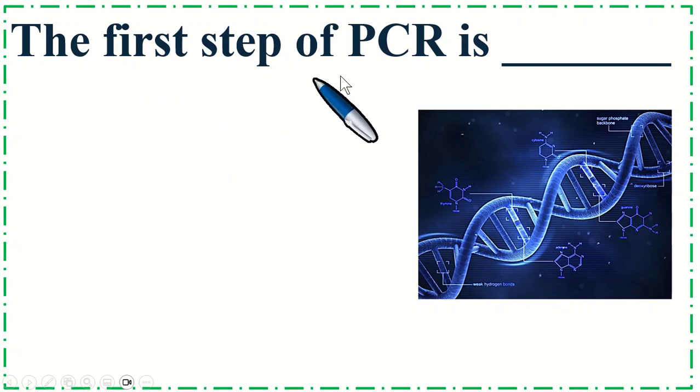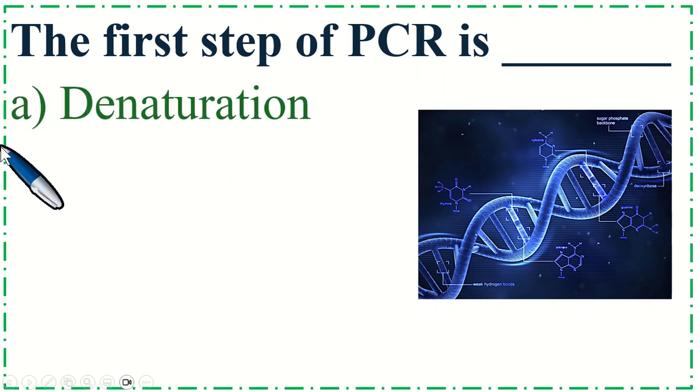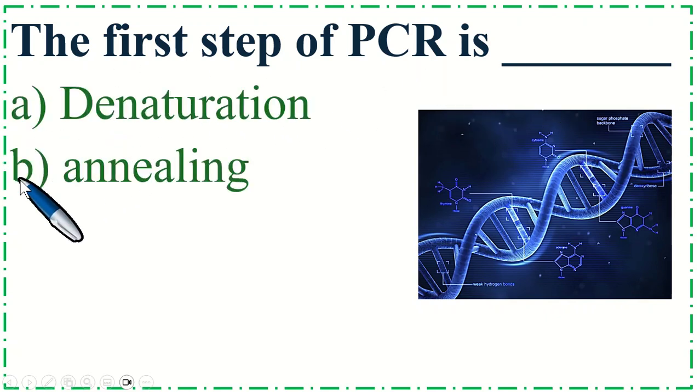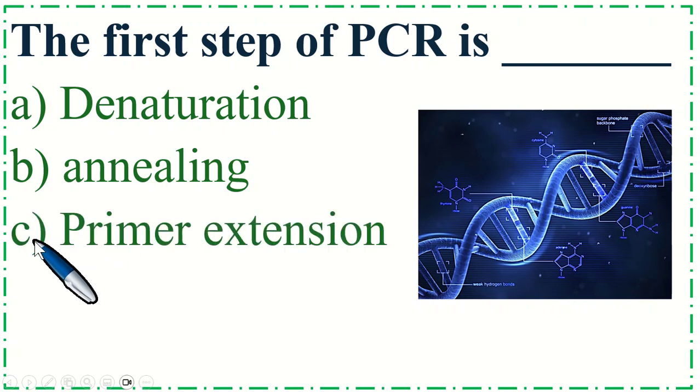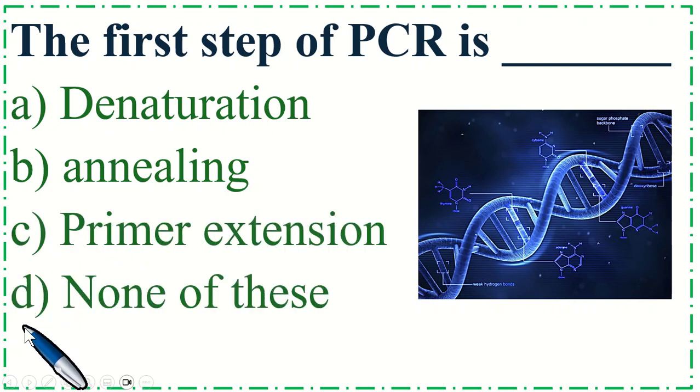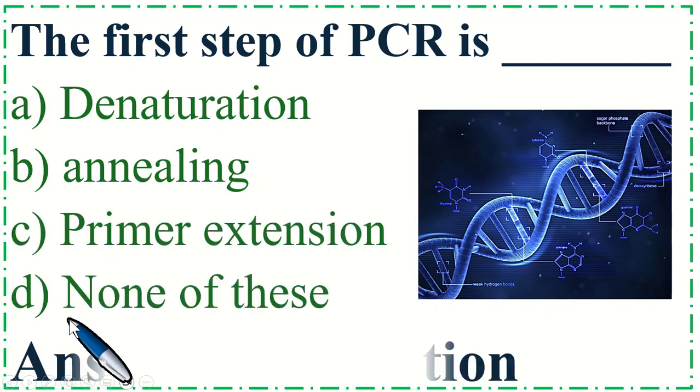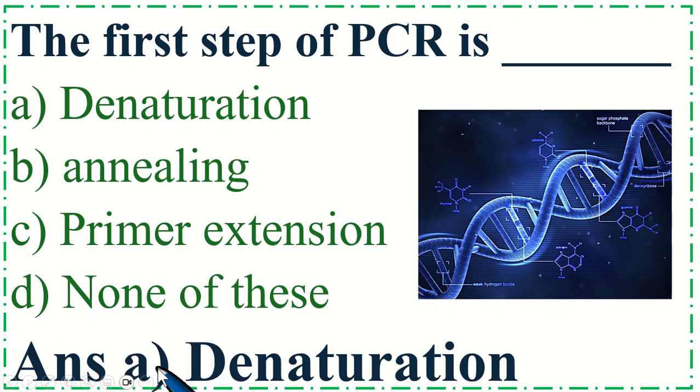The first step of PCR is dash. Option A denaturation, B annealing, C primer extension and option D none of these. Correct option is A denaturation.